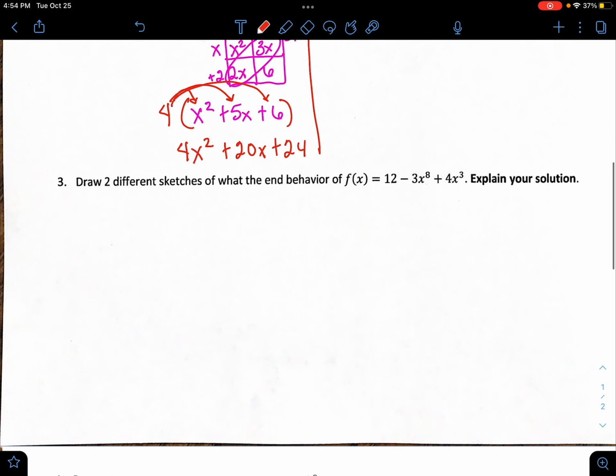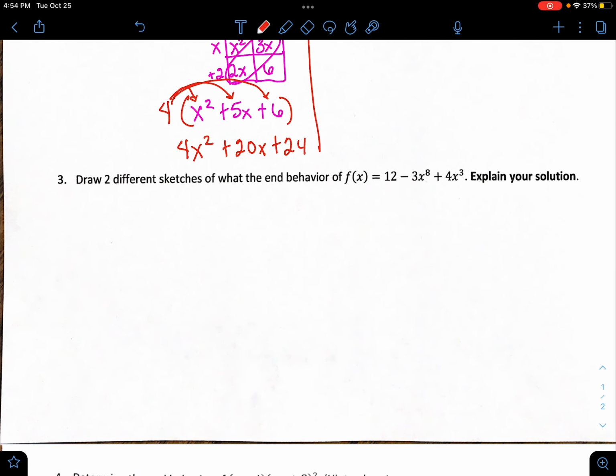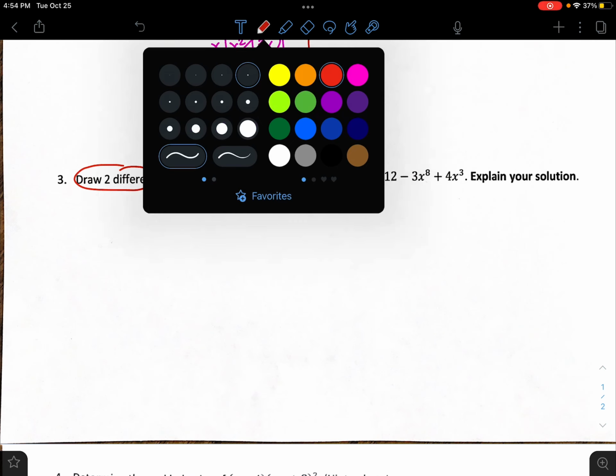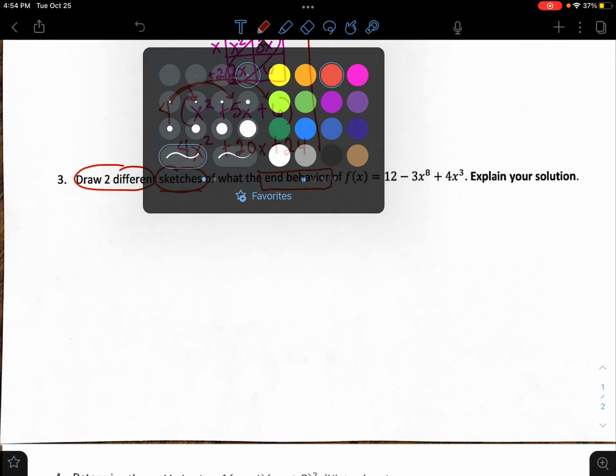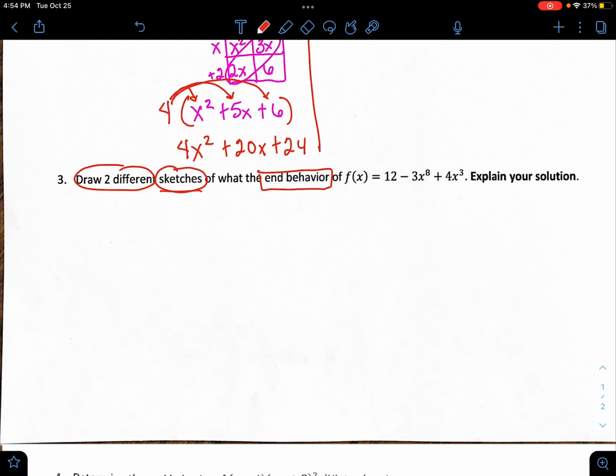Number 3, draw 2 different sketches of what the end behavior of this expression looks like. And then explain your solution. So draw 2 different sketches. End behavior. So all we're doing is a sketch. We're not finding the approaching or the symbols. We're just finding a sketch.